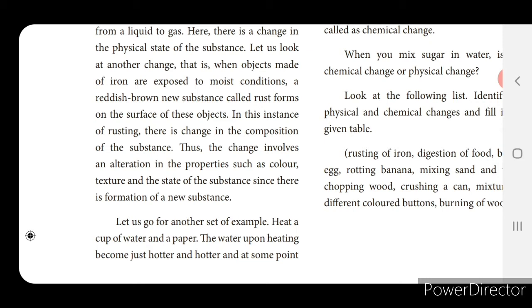Heat a cup of water and a paper. Yes, so if you heat a cup of water, the water present in the cup will be converted into water vapor, isn't it? But if you take paper and burn it, paper will be converted into ashes, isn't it? So the heating of water is a physical change, burning of paper is a chemical change.